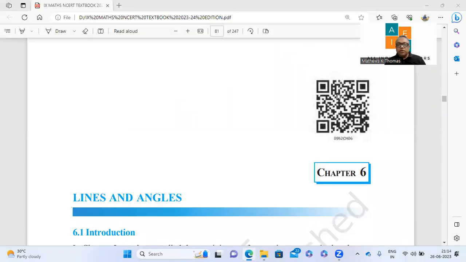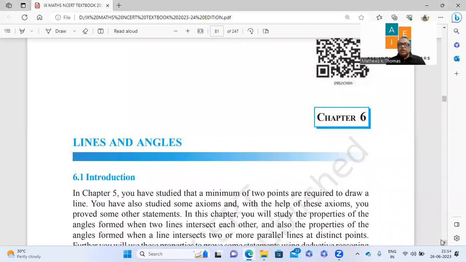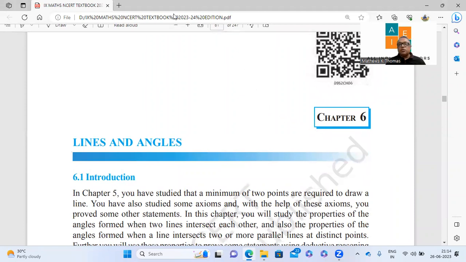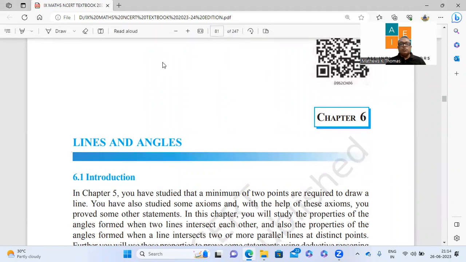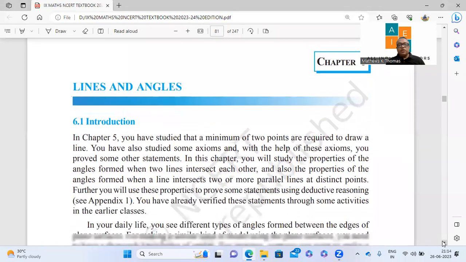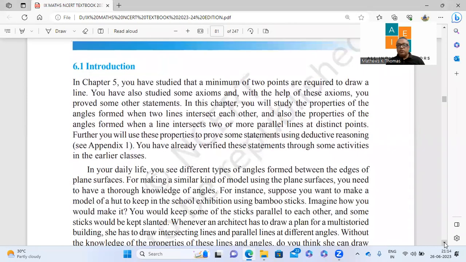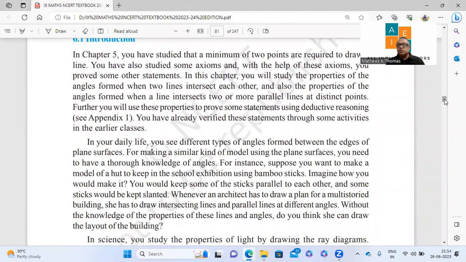So the next chapter is chapter 6, lines and angles. Many of the concepts you have done in class 8 and some of the concepts are new, definitely. So we are going to go through this, right? Lines and angles. If I go through the introduction, it will help us in solving the questions.